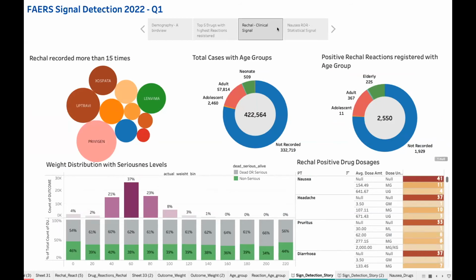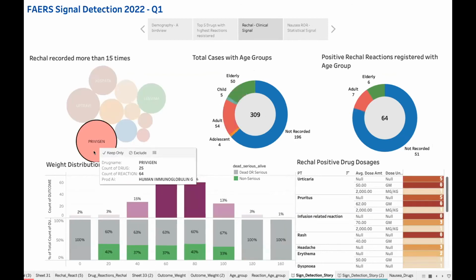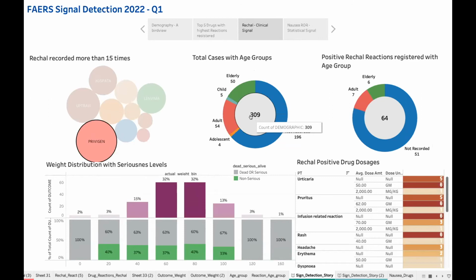Clinical signals are, for example, the dashboard you are seeing now, drilling into RECHAL in particular, as I mentioned before. And for statistical signals, we have a lot of metrics. What we choose for this use case is ROR, the reporting odds ratio. I'll come to what that is. For example, when it comes to RECHAL, we can select a particular drug here. We can see that out of 309 cases of patients who have taken Prevision, 64 times the reactions have been registered as having positive RECHAL.